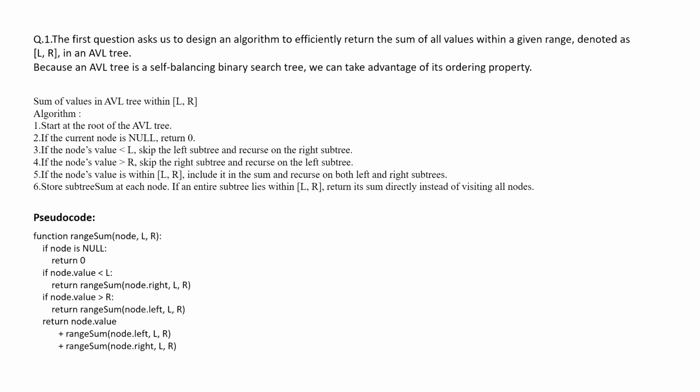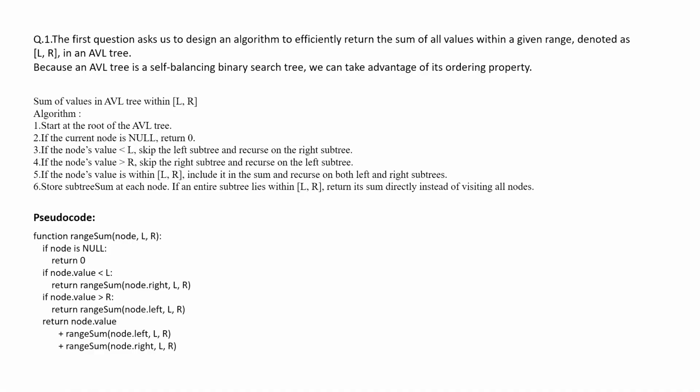The first question asks how to efficiently return the sum of all values within a given range in an AVL tree. Here's how the algorithm works. We start from the root node. If the node's value is less than L, we skip the left subtree since all these values are smaller. If it's greater than R, we skip the right subtree. Otherwise, if the node's value is within the range L to R, include it in the sum and recurse on both subtrees.